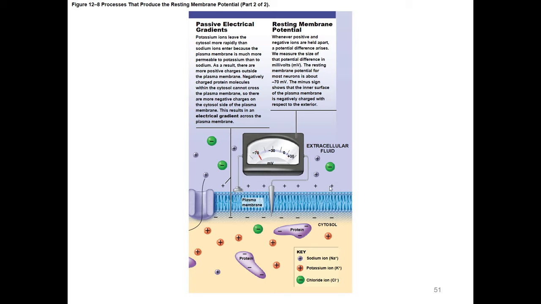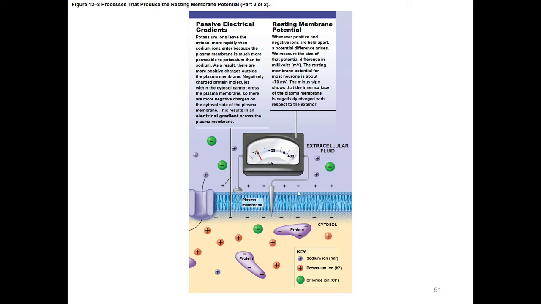So if we go back to the second image here, we already talked about the electrical gradient. And what I mean by that is the outside of the membrane is more positive than the inside, which is more negative. So as it mentions here in this write-up, potassium leaves the cytoplasm more quickly than sodium enters because the plasma membrane is more permeable to potassium than to sodium. So there's more positive charge outside the plasma membrane.